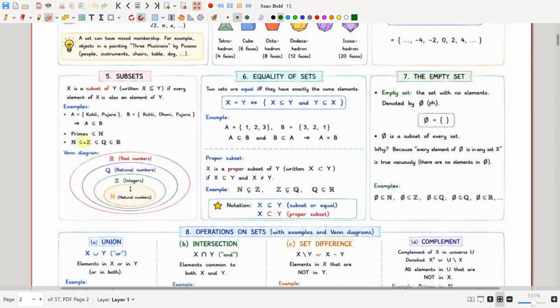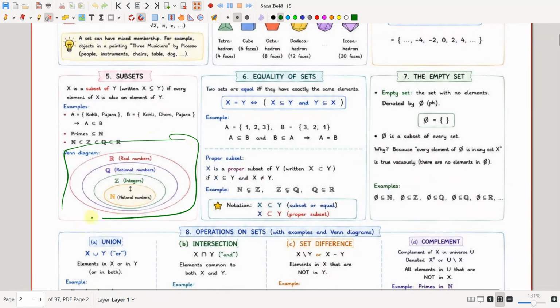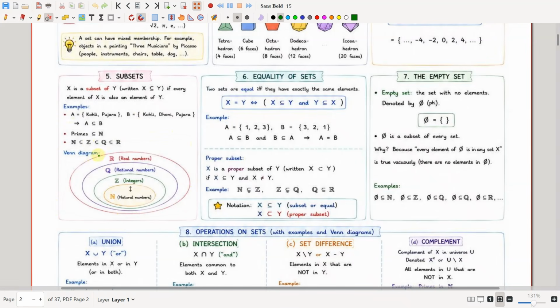So see here, primes is a subset of natural numbers, since all the prime numbers will be inside the natural numbers, and natural numbers is a subset of integers. Integers is a subset of rational numbers, and rational numbers is a subset of real numbers. Okay, this is how the Venn diagram will be for the notations of different kinds of numbers.